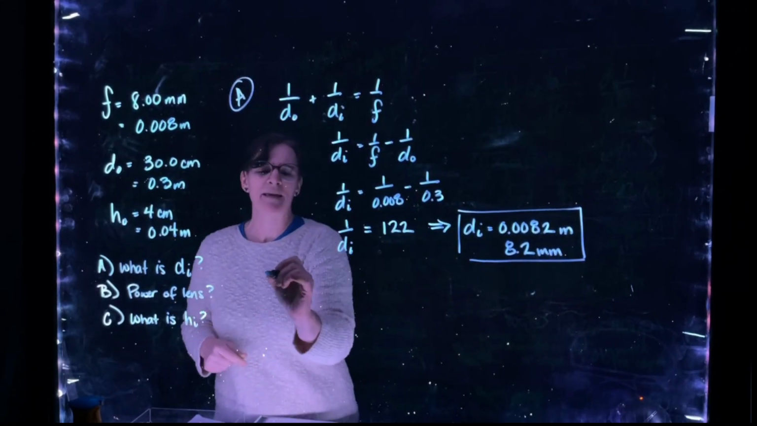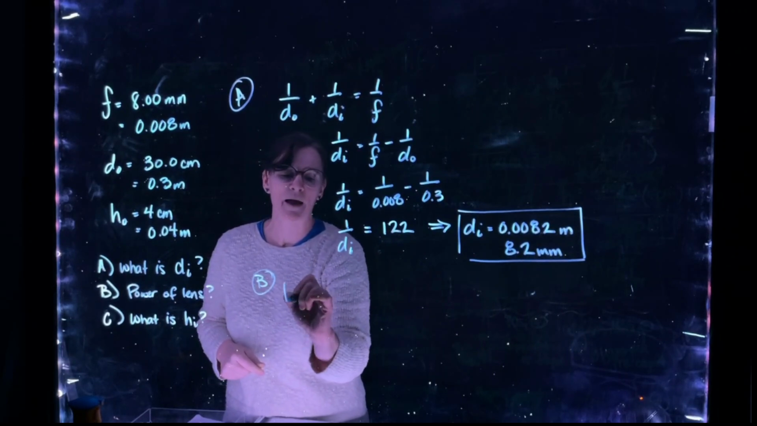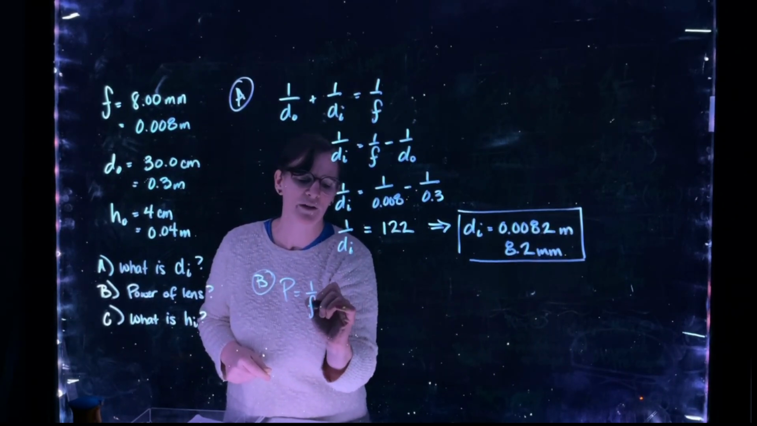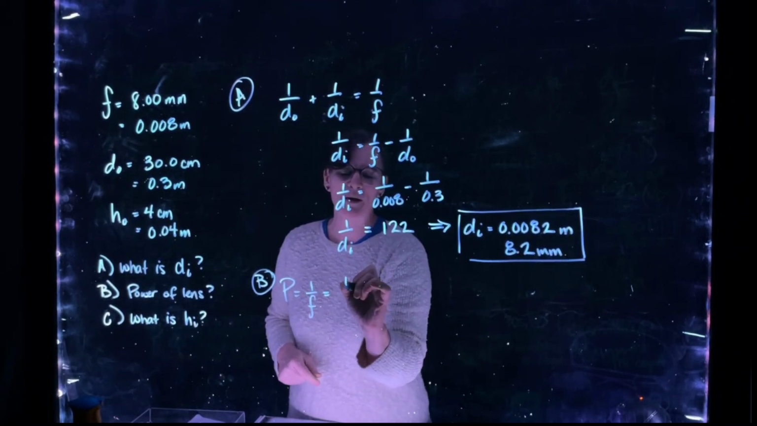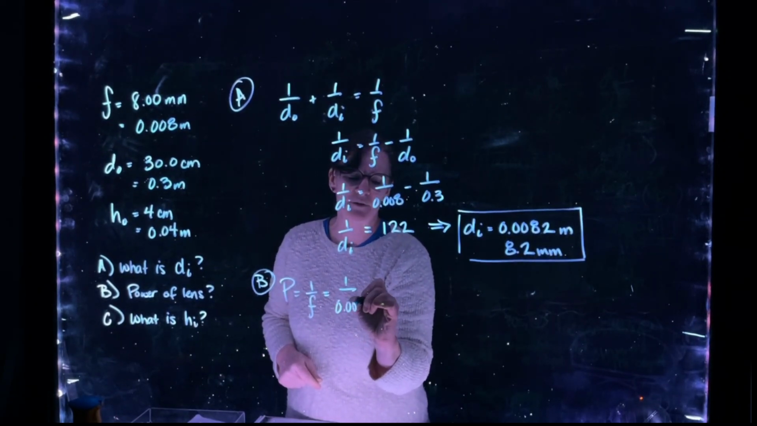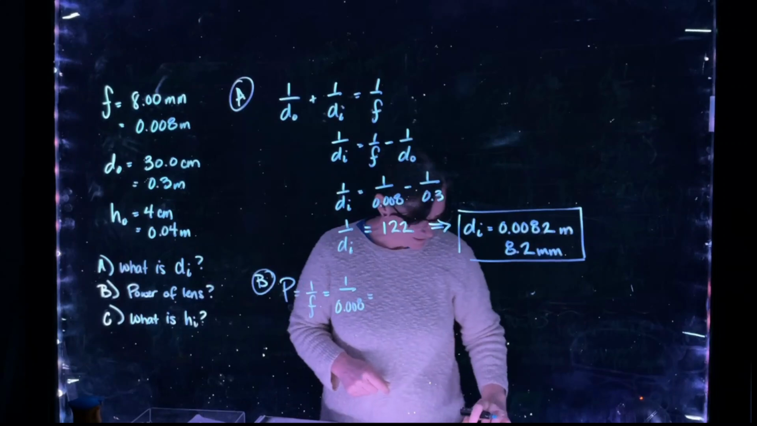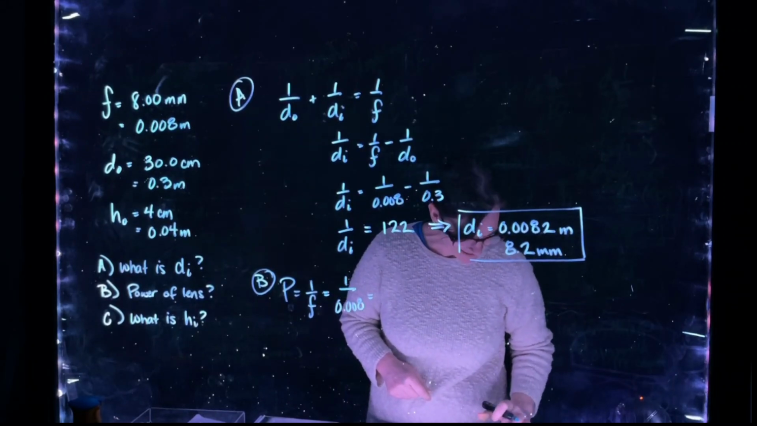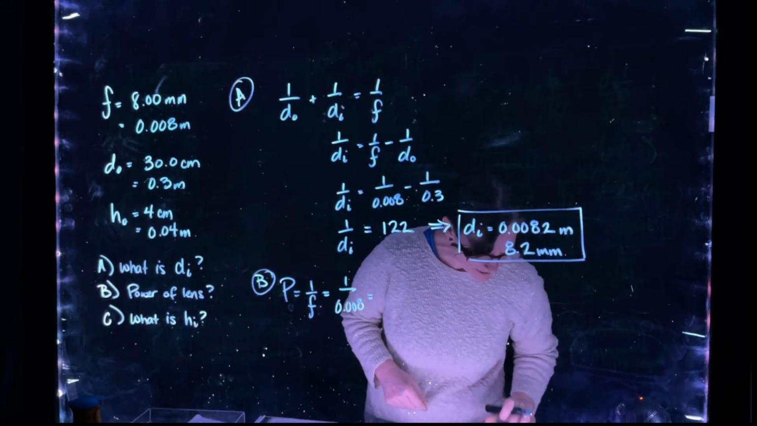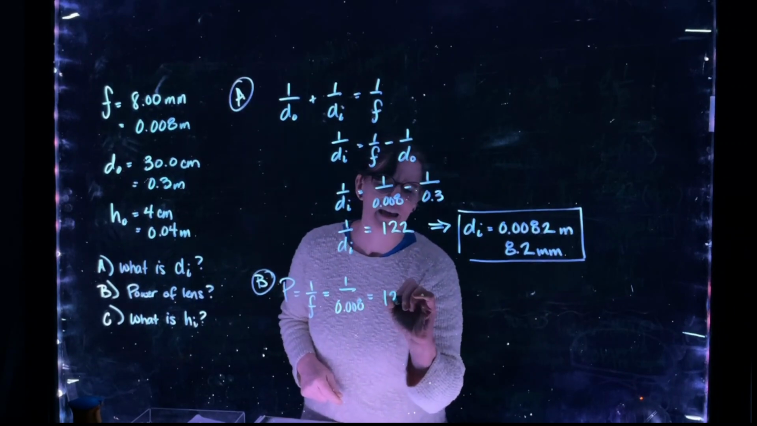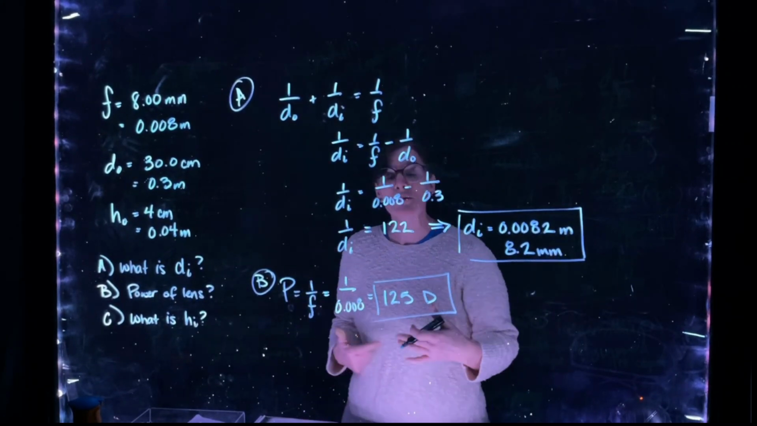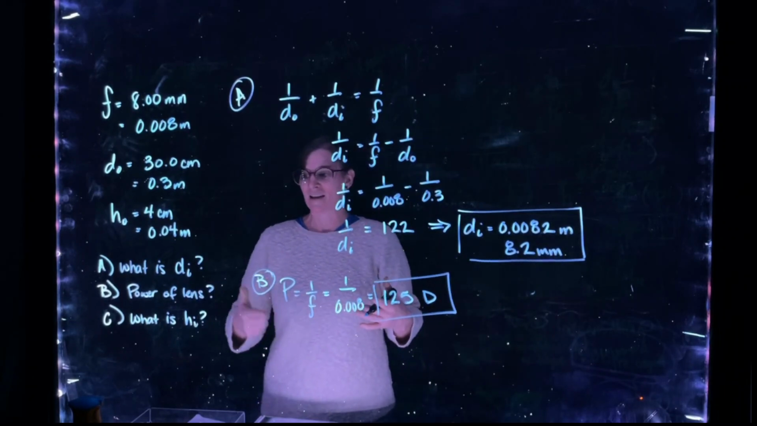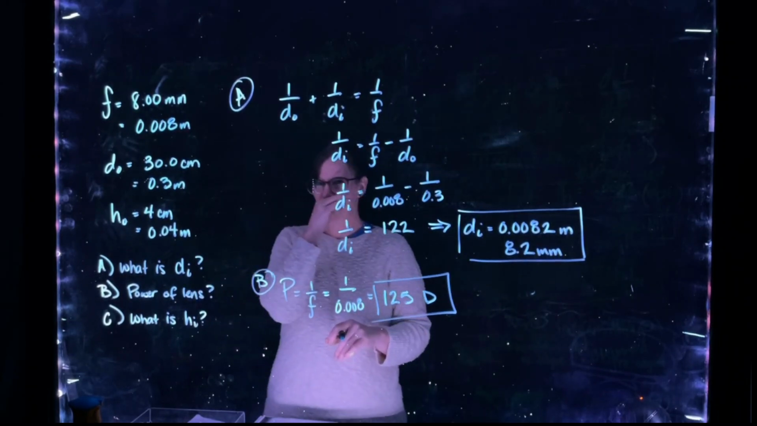All right, part B is our power, and we know that our power is 1 over the focal length. Well, that's pretty straightforward. We have 1 over 0.008, and 1 over 0.008 is a power of 125 diopters. So just using that power equation. All right, and now our image height.